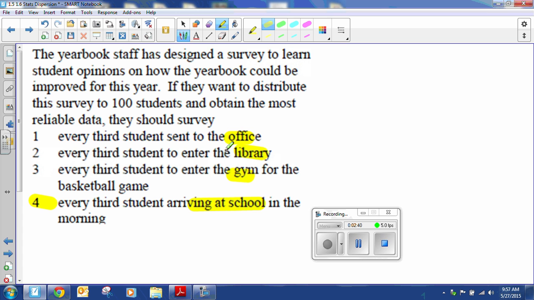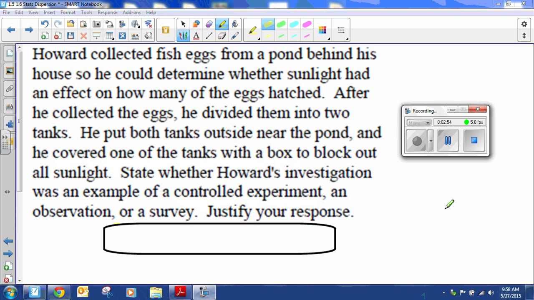some sort of bias or some sort of subset of the general population, because you have students getting in trouble go to the office, academic students go to the library, and those interested in sports will go to the basketball game. Howard collected fish eggs from a pond behind his house so that he could determine whether sunlight had an effect on how many of the eggs hatched. After he collected the eggs, he divided them into 2 tanks. He put both tanks outside near the pond, and he covered one of the tanks with a box to block out all sunlight. State whether Howard's investigation was an example of a controlled experiment, an observation, or a survey.